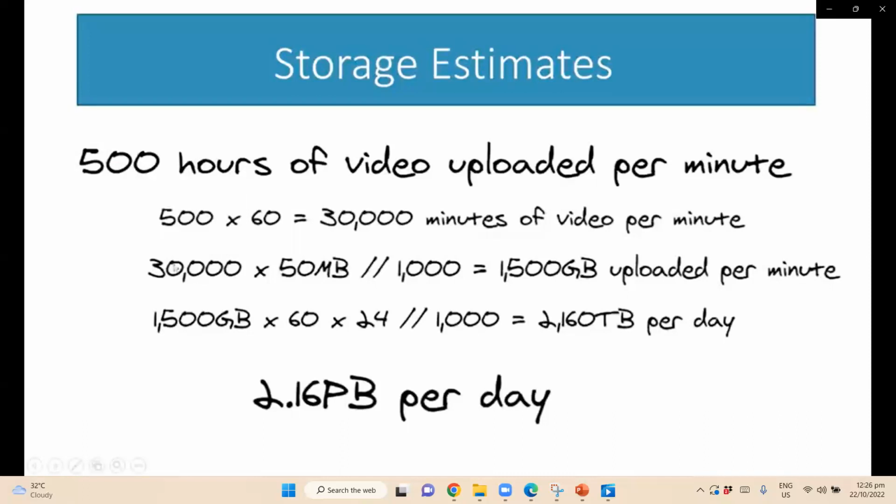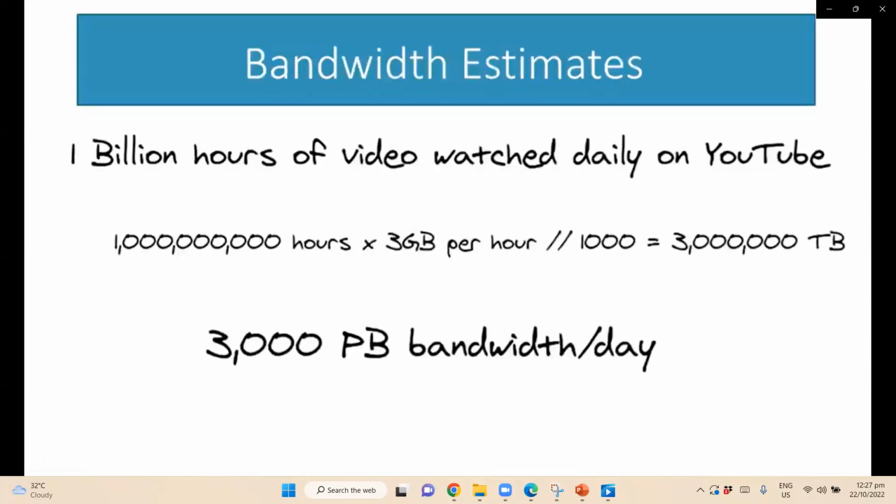So we multiply the 30,000 times 50 megabytes, and then divide by 1,000 to convert megabytes to gigabytes. That gives us 1,500 gigabytes uploaded per minute. Then daily, we take 1,500 per minute times 60 minutes in an hour times 24 hours in a day, and divide by 1,000 again to convert from gigabytes to terabytes. That gives us 2,160 terabytes per day, or 2.16 petabytes of data per day.